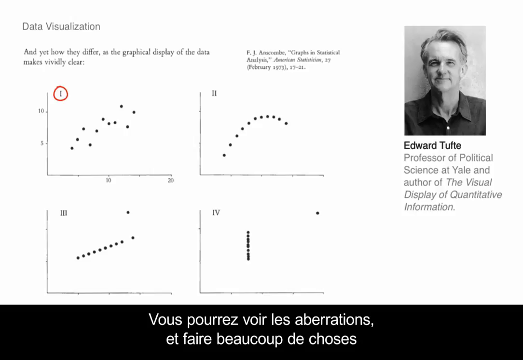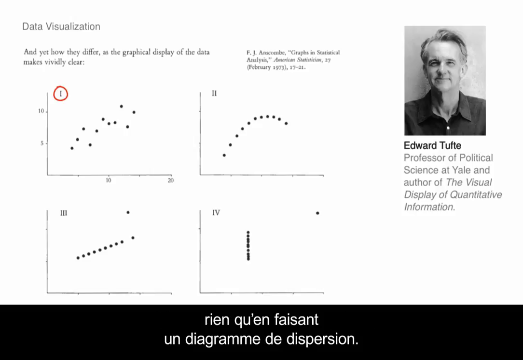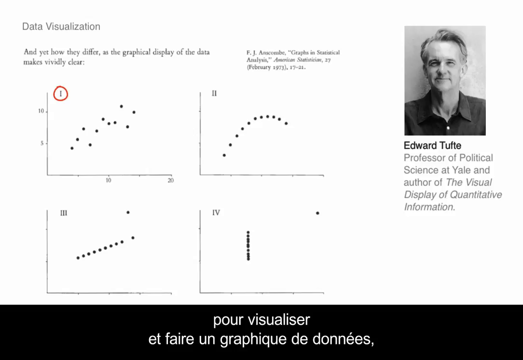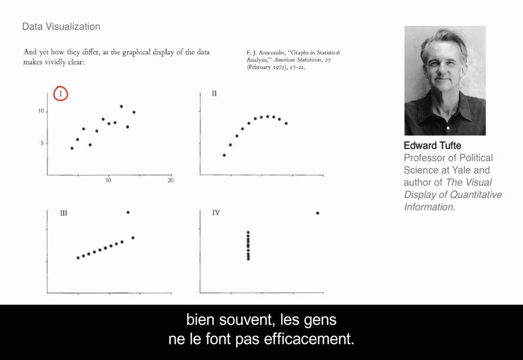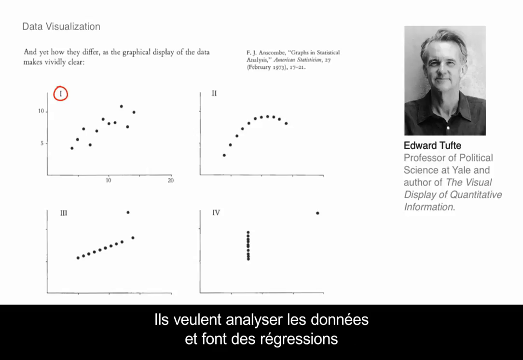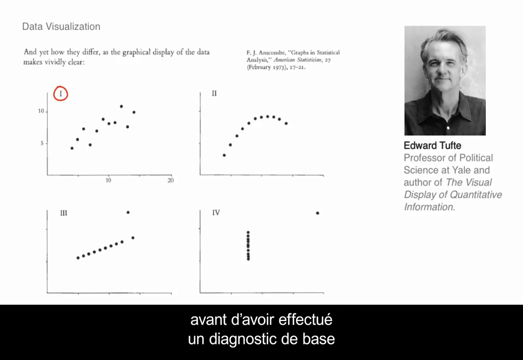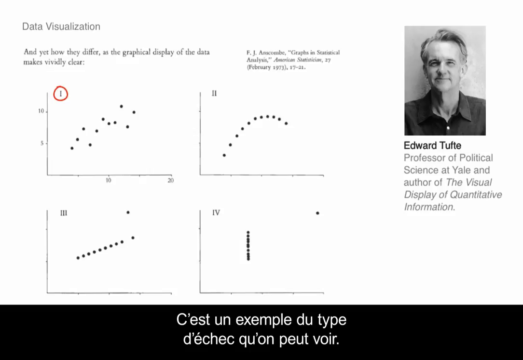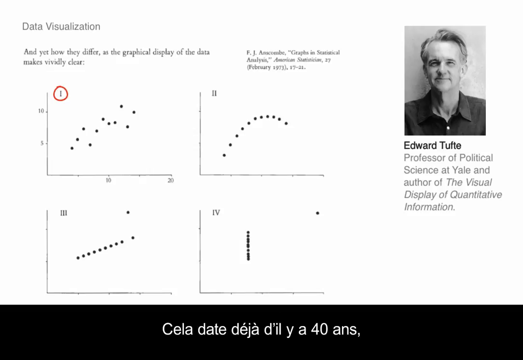You might be able to identify outliers. You might be able to do a lot of things just by plotting the data. So even though people are better, again, today than 5 or 10 years ago at visualizing and plotting their data, people very often don't do this in an effective way. They start analyzing the data and running regressions before they've done some of the basic diagnostics on the data they're working with. And so this is an example of where it could really fail. And this is already 40 years old, and people are still tweeting about it. So it's got to be pretty good.